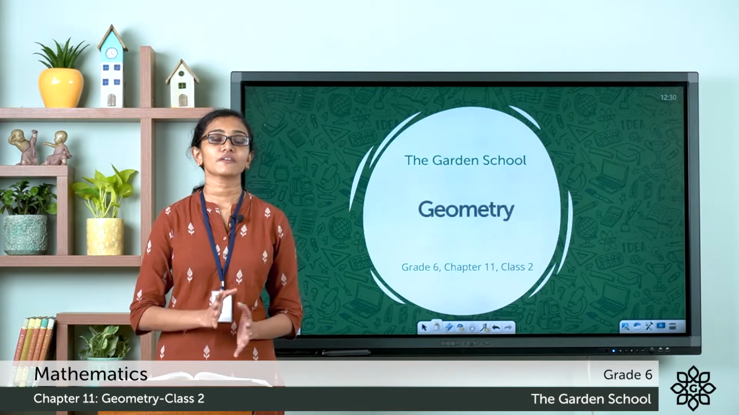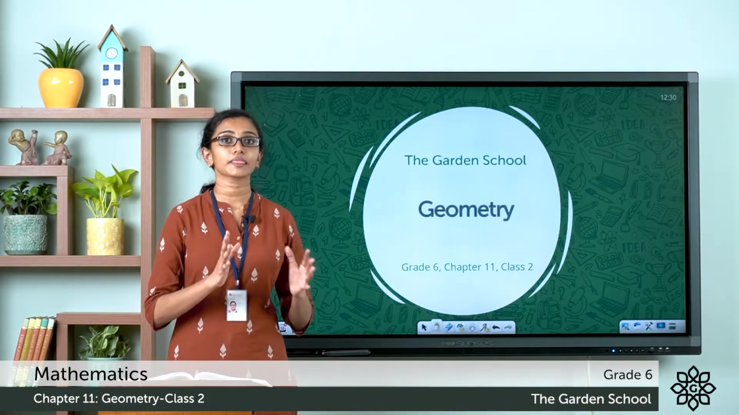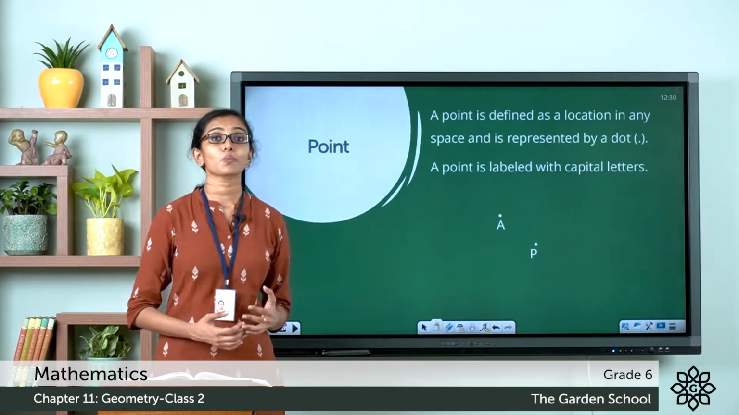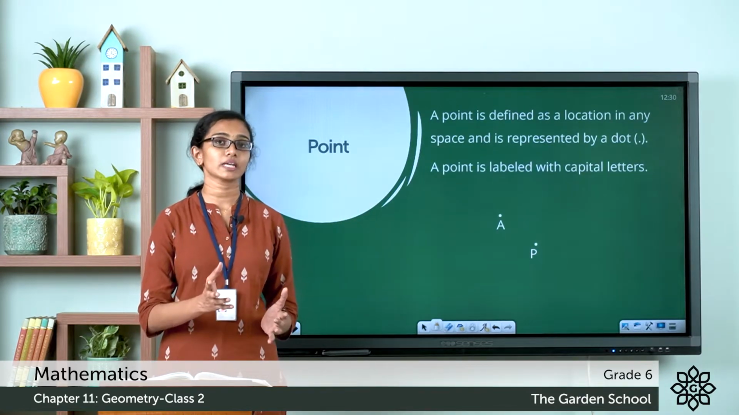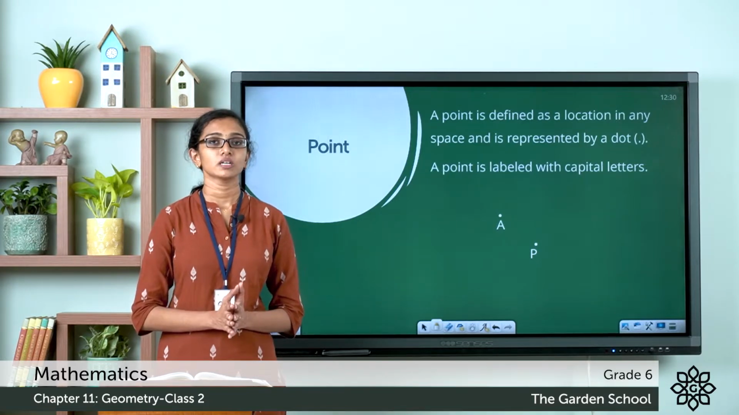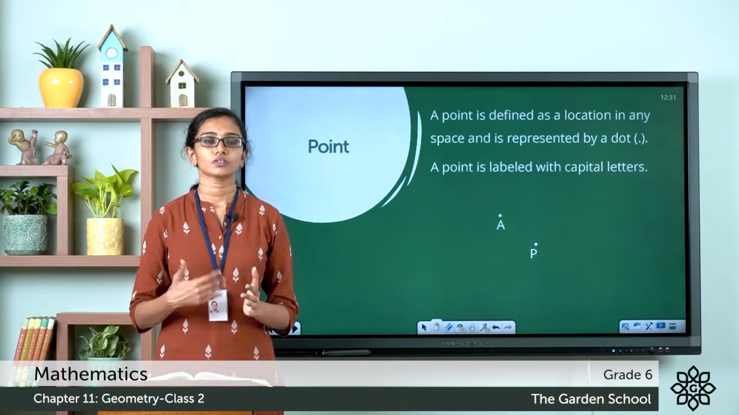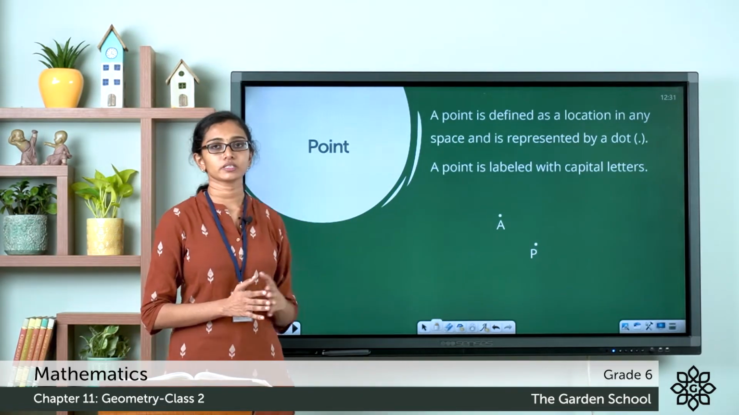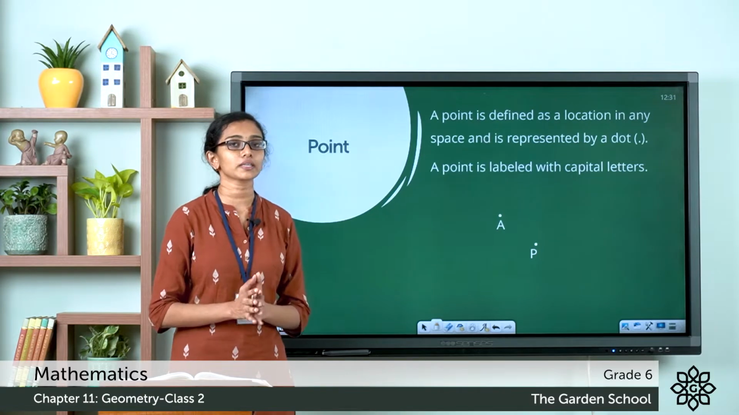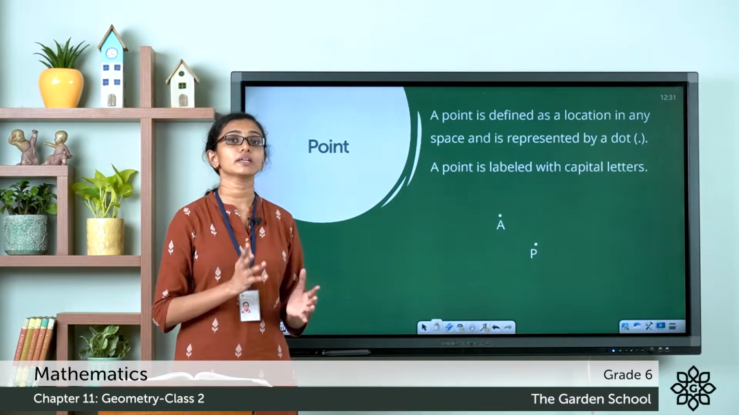Today let's see a few basic concepts in geometry. We'll start with the point. So what is a point? We can say a point is usually represented by a dot. It usually denotes a location in space. So you can define a point as something that shows location in any space, and it is usually represented with a dot. And whenever you mark a point, you also have to label it.